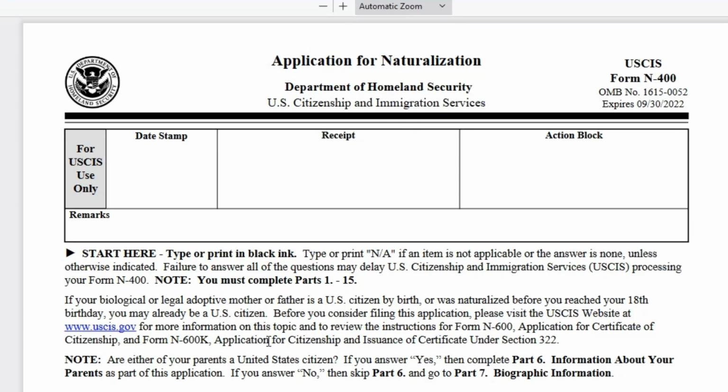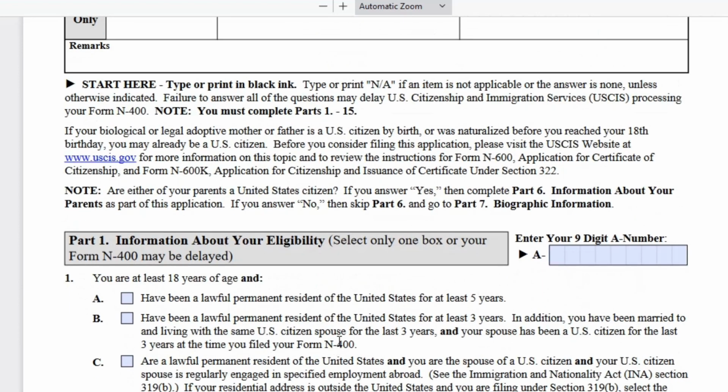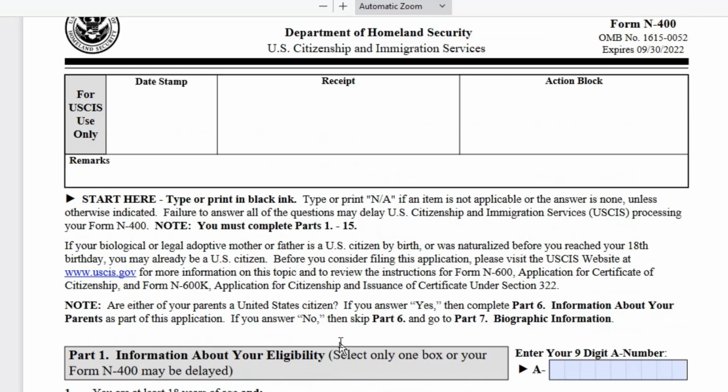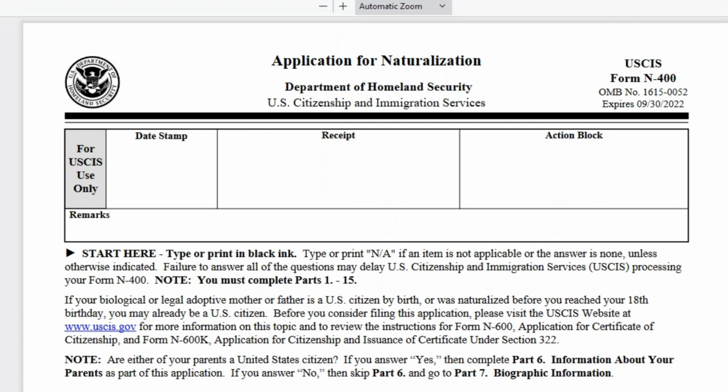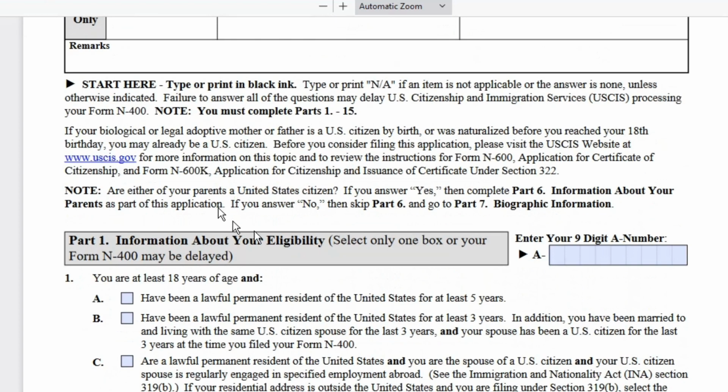N400 for application for naturalization. You can fill this form, by the way, online, but for us lawyers, we usually fill it this way because we have to put our form G-28, and it's a lot more visual for many to fill it this way. So you have the option to fill it online, but online you have to create an account, etc. But if you're hiring a lawyer, he'll probably fill this form, which is a PDF form.